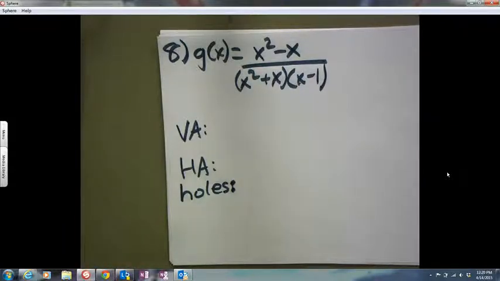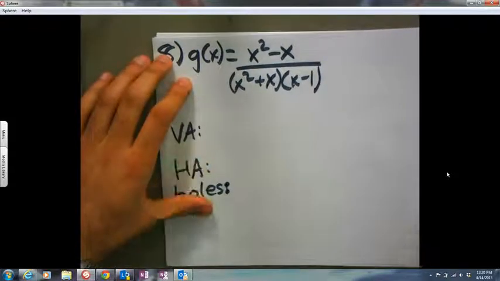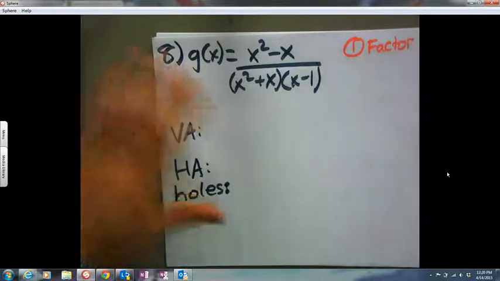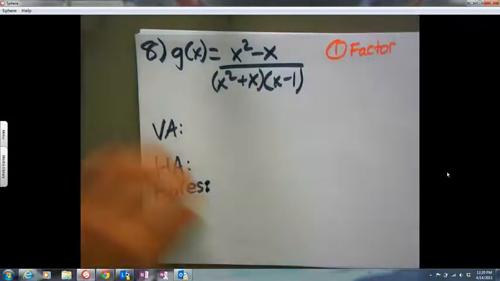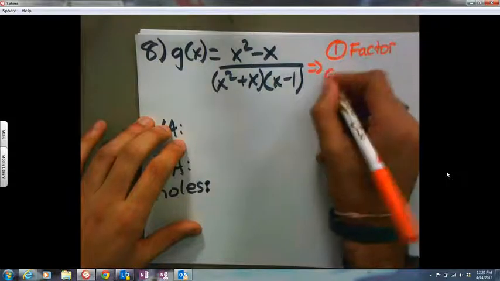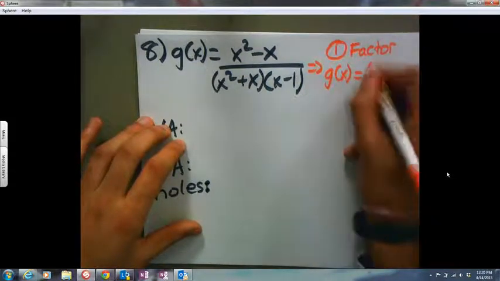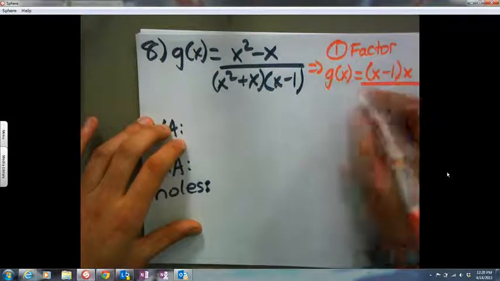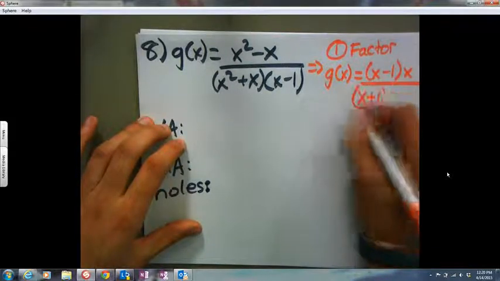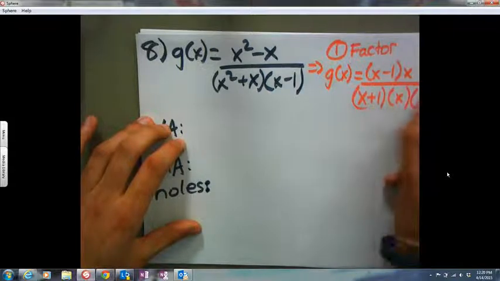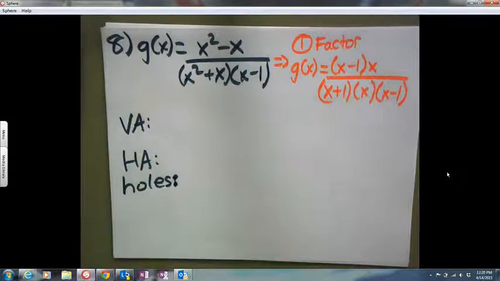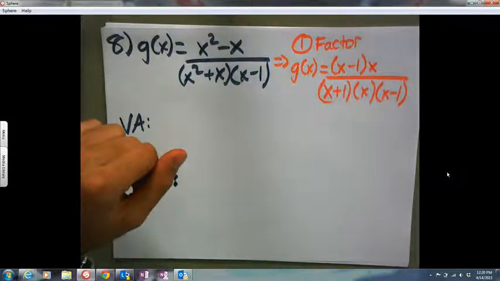So, how do we do this? Let's find out. Step 1, factor. Make your life easier if you can. So when you look at this, I hope everybody in here can rewrite this as the following. Any questions on how we factored that? Okay.